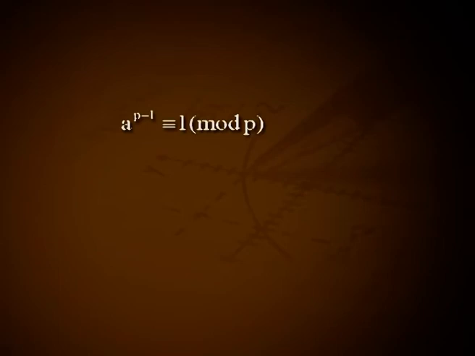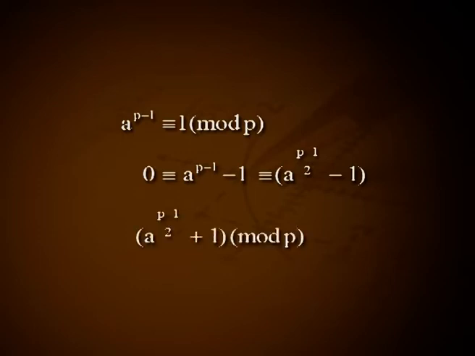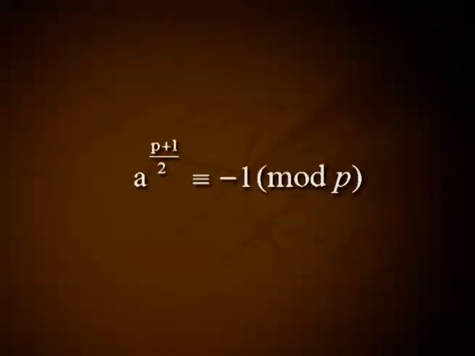Proof. By Fermat's little theorem, a raised to p minus 1 is congruent to 1 mod p. That is, 0 is congruent to a raised to p minus 1 minus 1, congruent to (a raised to (p minus 1) by 2 minus 1) times (a raised to (p minus 1) by 2 plus 1) mod p. If a is a quadratic residue mod p, then by theorem 2, a raised to (p minus 1) by 2 is congruent to 1 mod p, and it is a quadratic non-residue if a raised to (p minus 1) by 2 is congruent to minus 1 mod p.